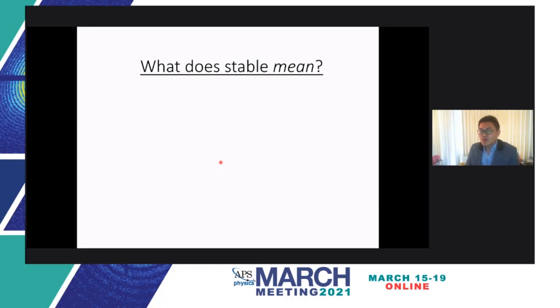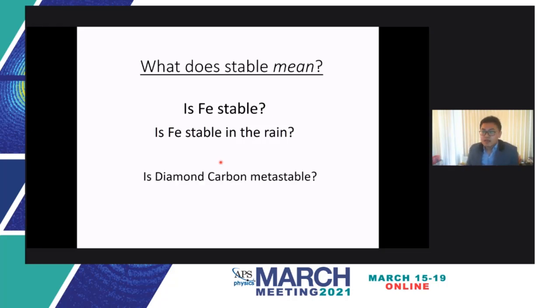Before we do that, I want to take a step back and ask, what does stable mean? Such a basic question, right? First question, is iron stable? Yes, iron is on the convex hull. Is iron stable in the rain? No. Iron would be unstable with respect to iron oxides, iron hydroxides, with respect to rust. Is diamond carbon metastable? In DFT, yes, it has an energy above the convex hull. Is diamond carbon stable at high temperature and high pressure? Yes, it is stable under applied thermodynamic conditions.